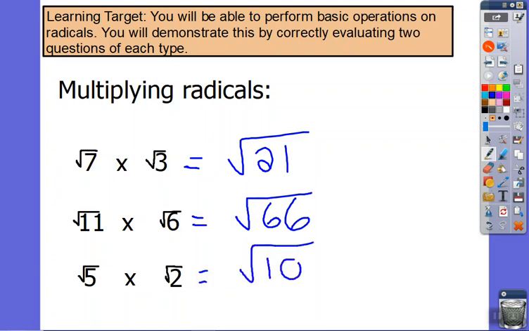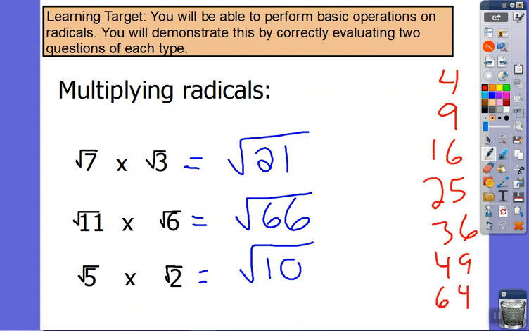Now we should look at these and simplify them like we did last week, but of these three numbers, 4, 9, 16, 25, 36, 49, and 64 do not divide into any of these, so they cannot be simplified.